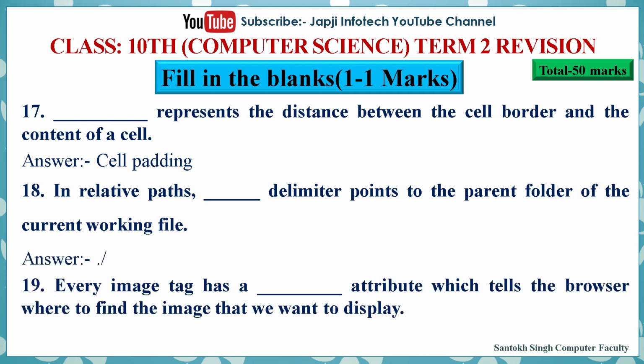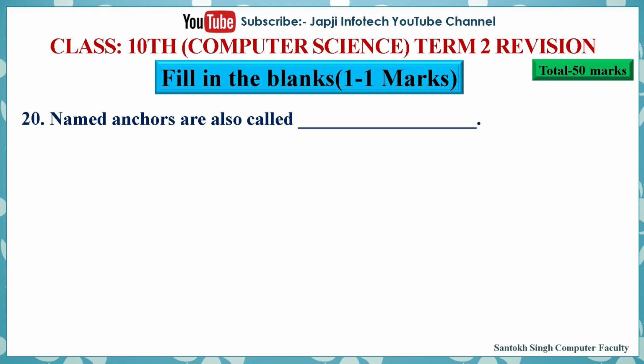And 19th one is every image tag has a dash attribute which tells the browser where to find the image that we want to display. And the right answer is SRC tag. And the 20th one is named anchors are also called dash. So the right answer is named anchors are also called bookmarks.